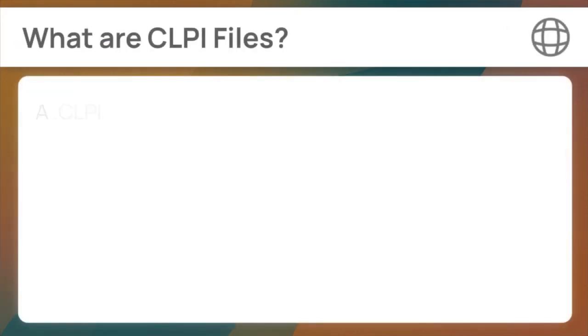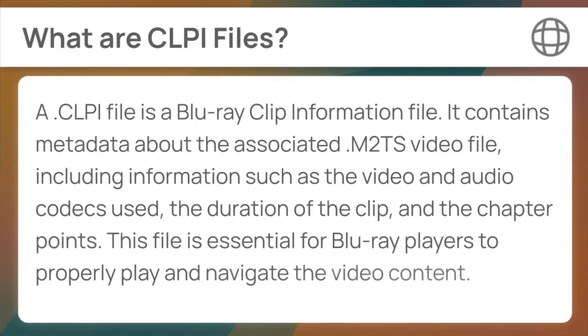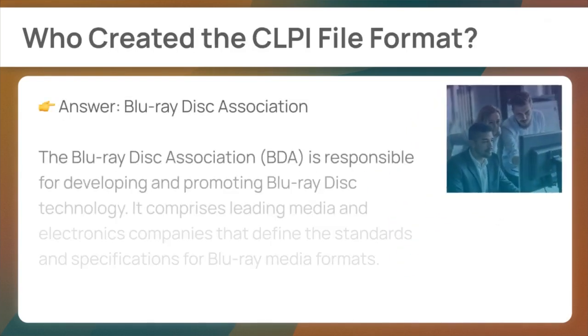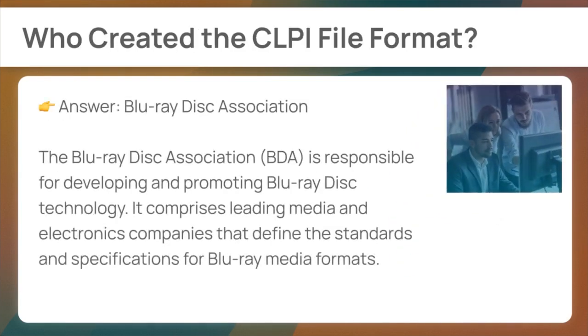A CLPI file is a Blu-ray clip information file. It contains metadata about the associated .m2ts video file, including information such as the video and audio codecs used, the duration of the clip, and the chapter points. This file is essential for Blu-ray players to properly play and navigate the video content.